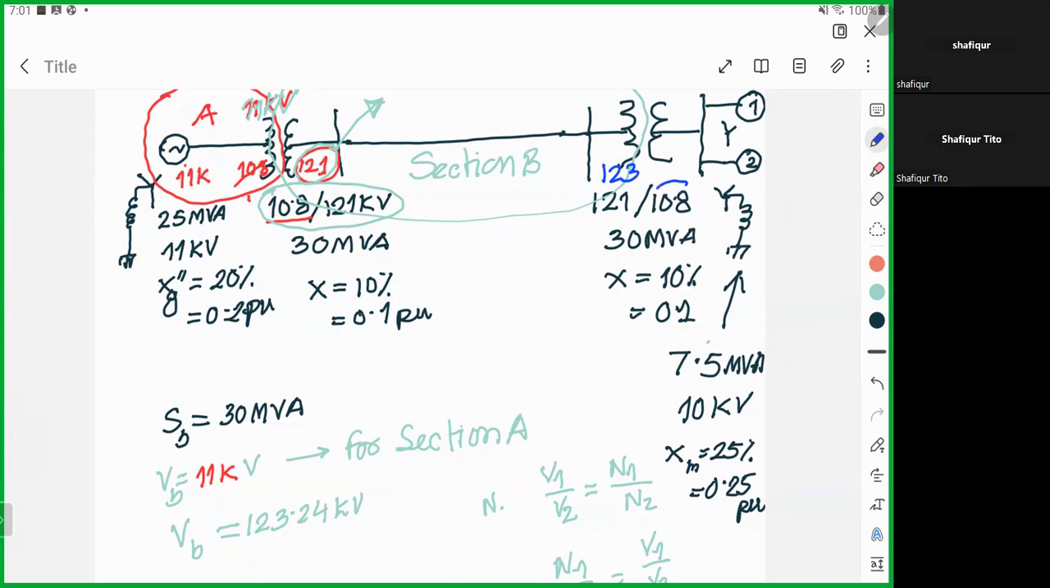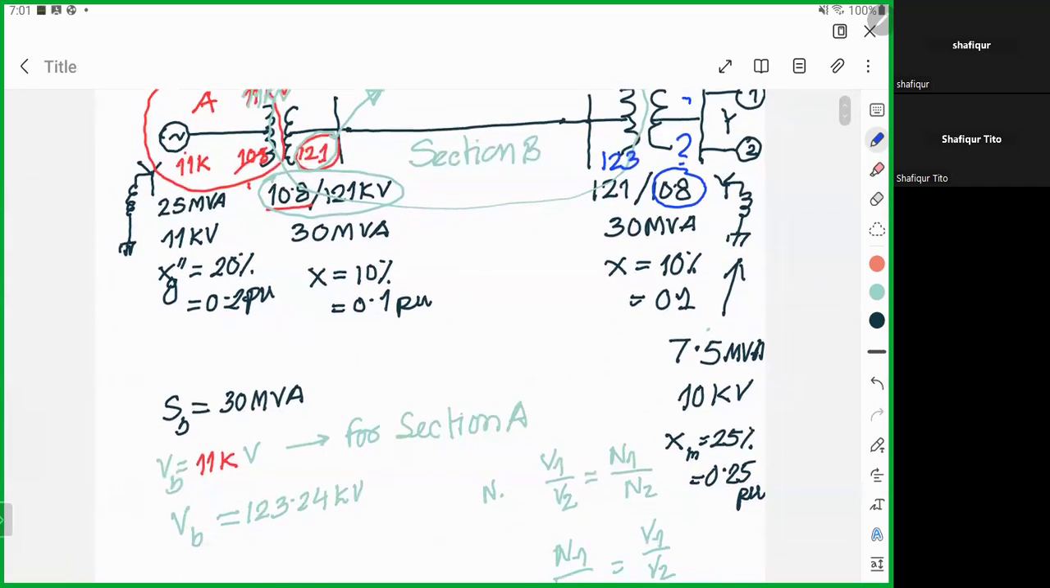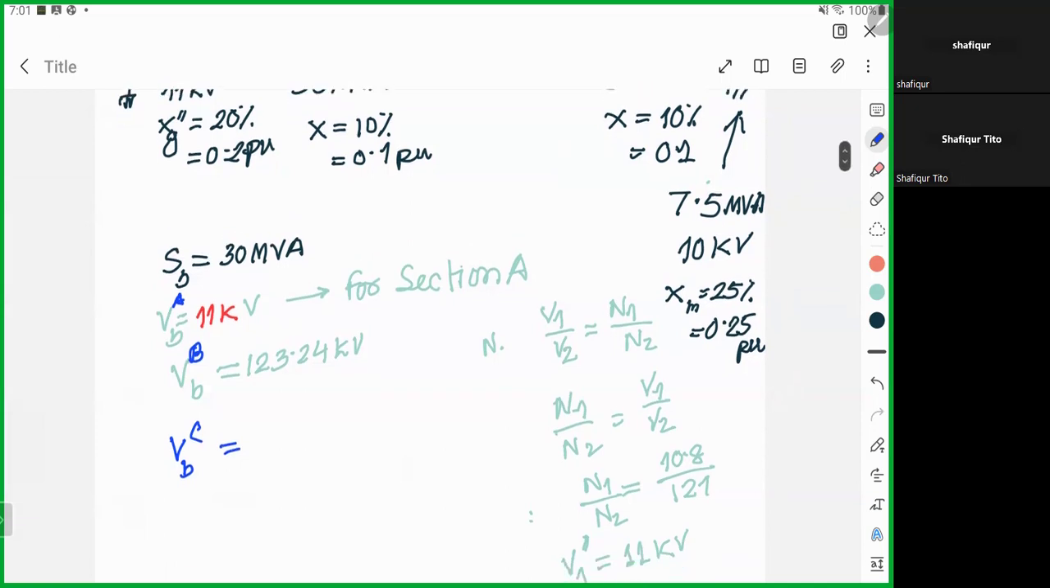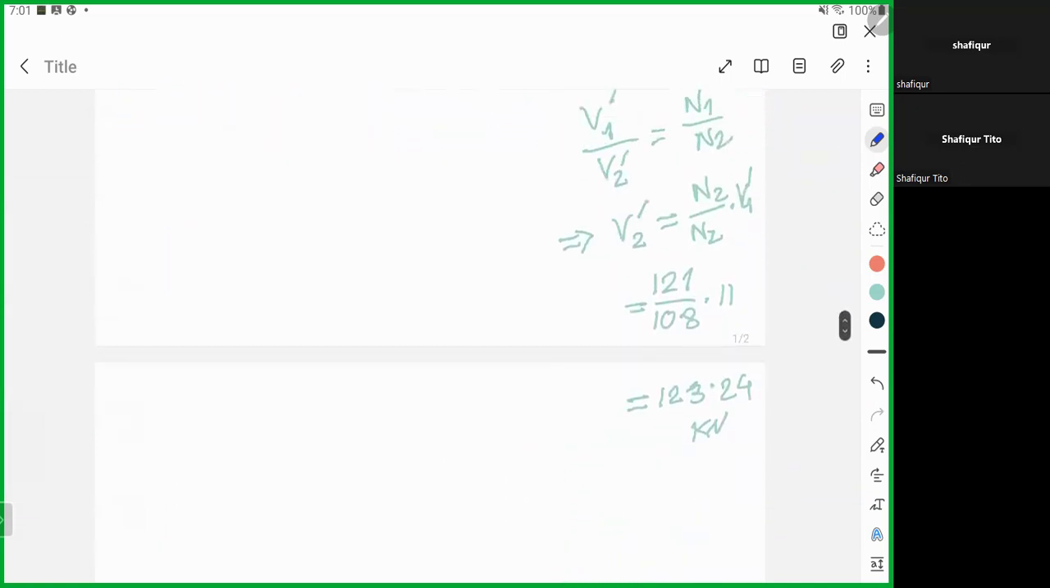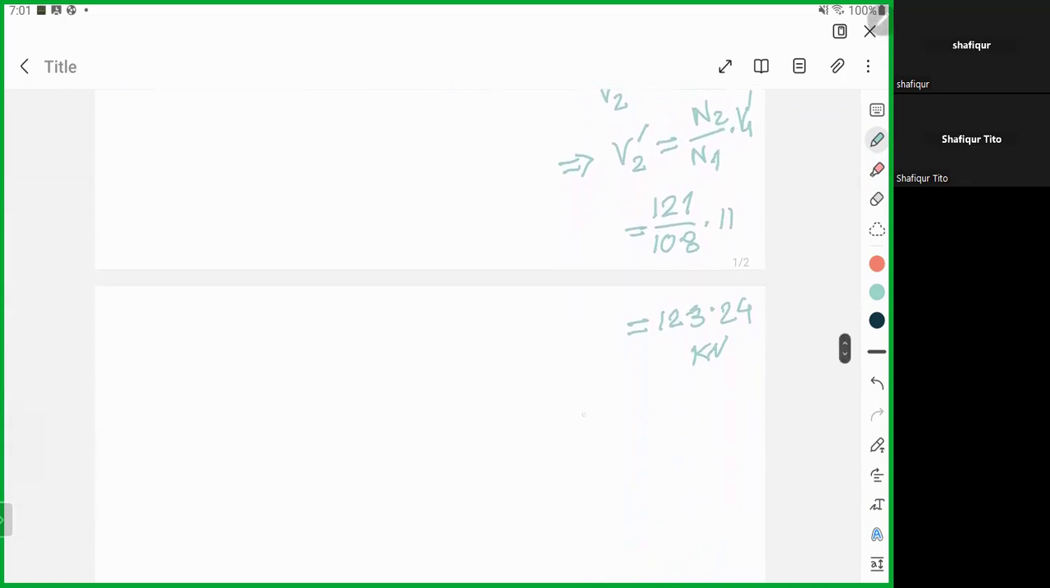Now this one will not remain as 10.8, so we need to calculate this one also. Let us consider this as section C. So the base voltage for C, with sections A, B, and C, we can do a similar calculation. This formula can be written as this one. So we can do the same calculation for the C part.